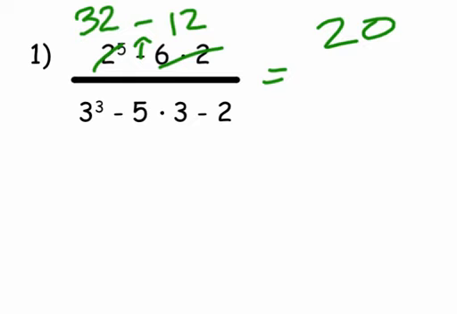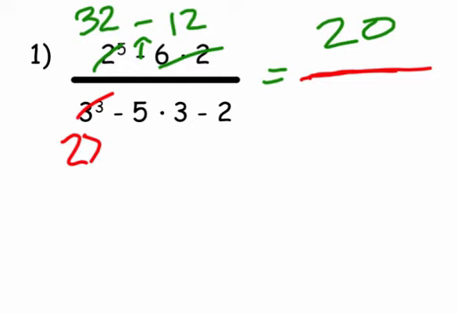Now you also got to do the bottom then. Well, I'm going to put my fraction bar here. I got 20 up top so far. Do the bottom. No parentheses. Go to exponents. Got my 3 cubed, right? 3 to the 3rd power. 3 times 3 times 3, which is 27, right? 3 times 3 is 9. 9 times 3 is 27.